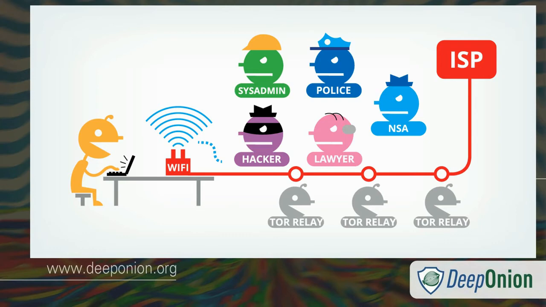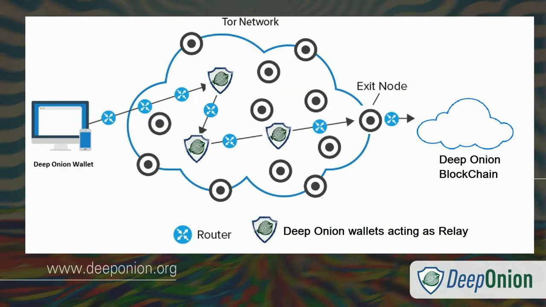The more middle nodes you have, the more secure a network is, because the data path can be truly random and anonymous, and then more Tor relays can be added, making the traffic truly anonymizing. So using the amazing Tor network protocol, Deep Onion completely revolutionizes blockchain client connectivity.